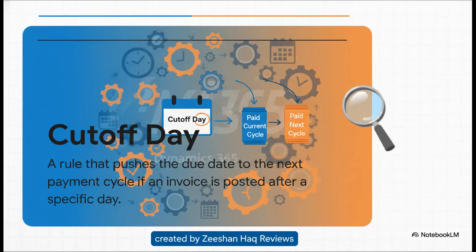So, one of the most powerful rules is something called a cutoff day. This is just a fantastic tool for managing your cash flow and streamlining your payment process. It basically creates a monthly deadline. If an invoice gets posted before the cutoff, it gets paid in the current cycle. But if it misses that deadline, even by one day, it automatically gets pushed to the next one.